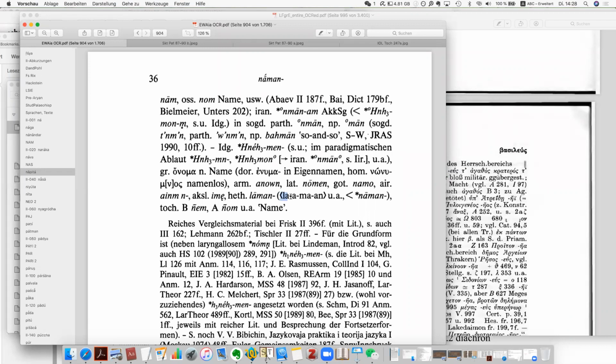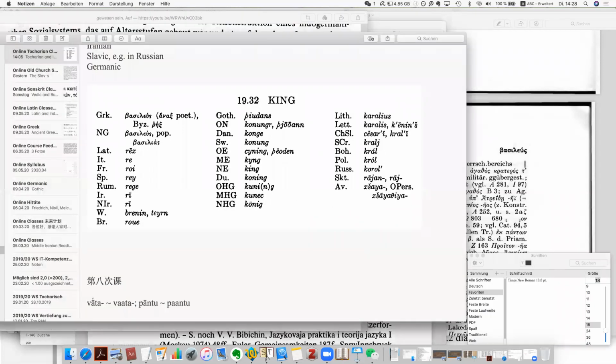And if you write the vowel again, it means that it's a long A. So it's a laman. So you write it like la, a, ma, an. Okay, so this is a regular sound change. So this is a word for king.